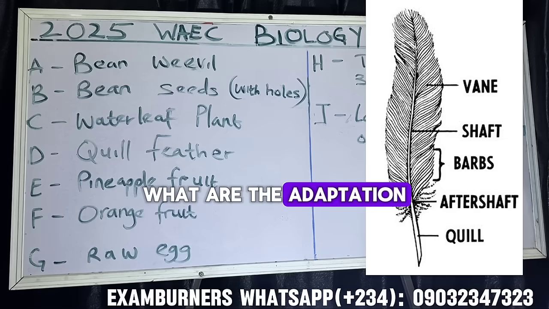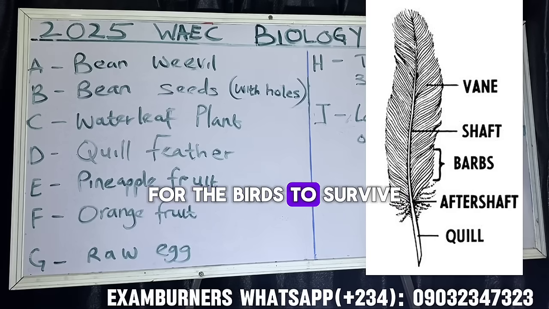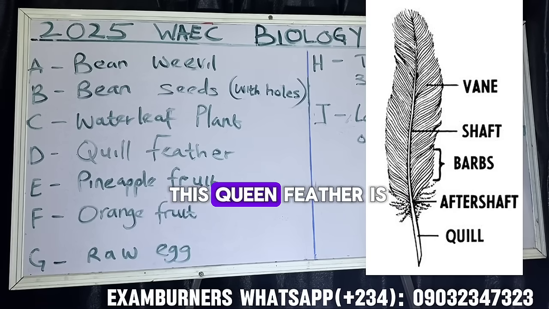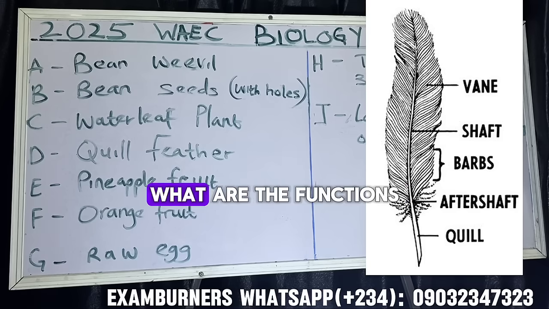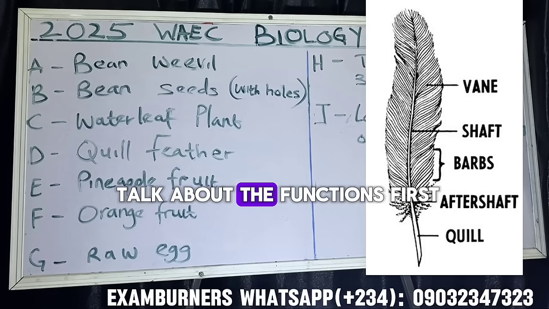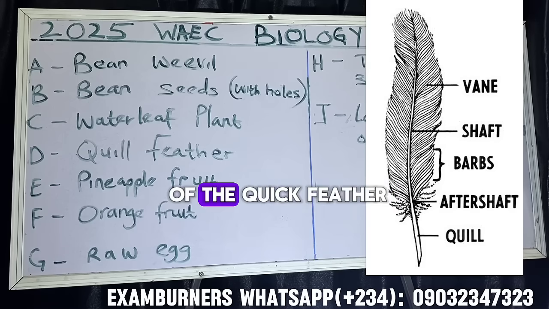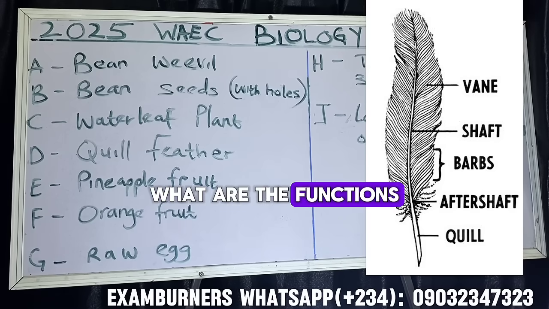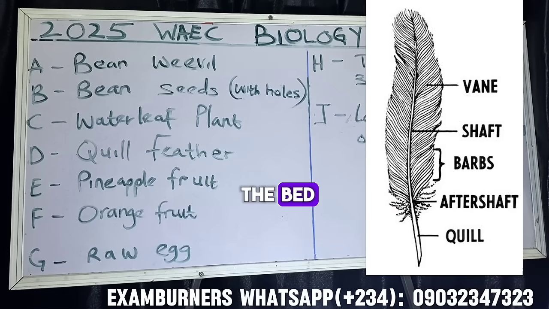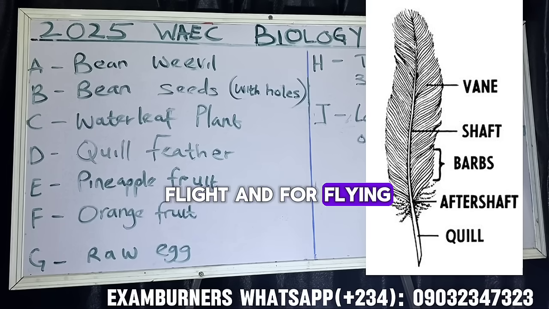So what are the adaptations of this quill feather for the birds to survive? So the adaptation of this quill feather is number 1. What are just the characteristics, what are the functions? Let's talk about the functions first. So what are the functions of the quill feather to the bird? What are the functions of specimen D to the bird? Number one is for flight and for flying.